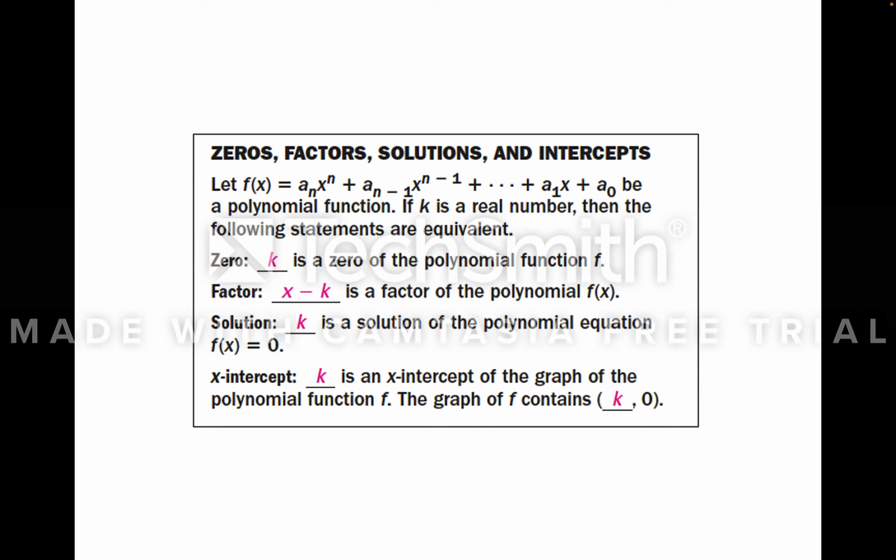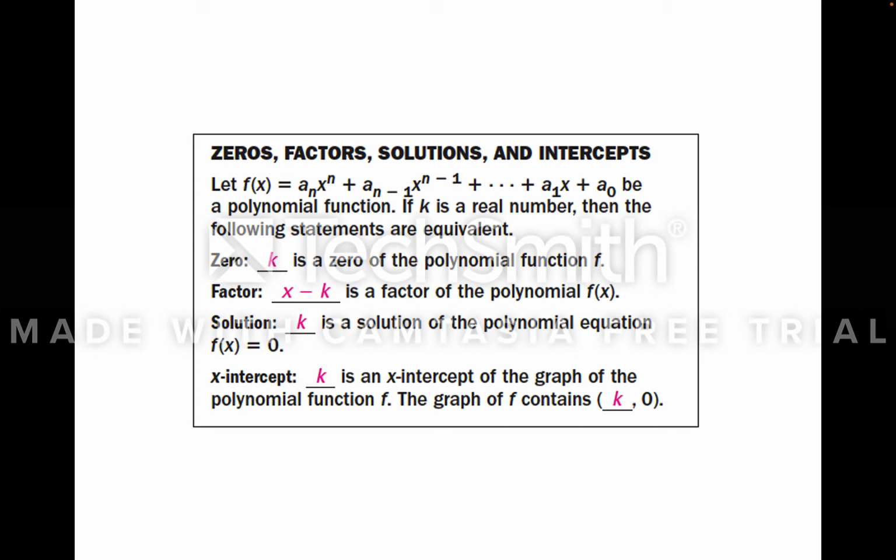so our leading term, our highest degree of x, and we go on down to what they're calling a_0, which is the constant. Then what we mean by a zero is k, or we're going to refer to zeros as k. k is a zero of the polynomial function f.